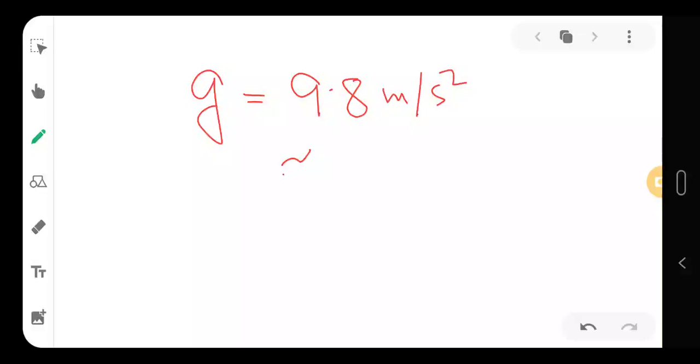Hello students. So today we are going to have the last part of the gravitational chapter. In the last part we will be dealing with the gravitational acceleration g. Now most of us have already used the value of g like 9.8 meters per second square, or sometimes you also take this as 10.